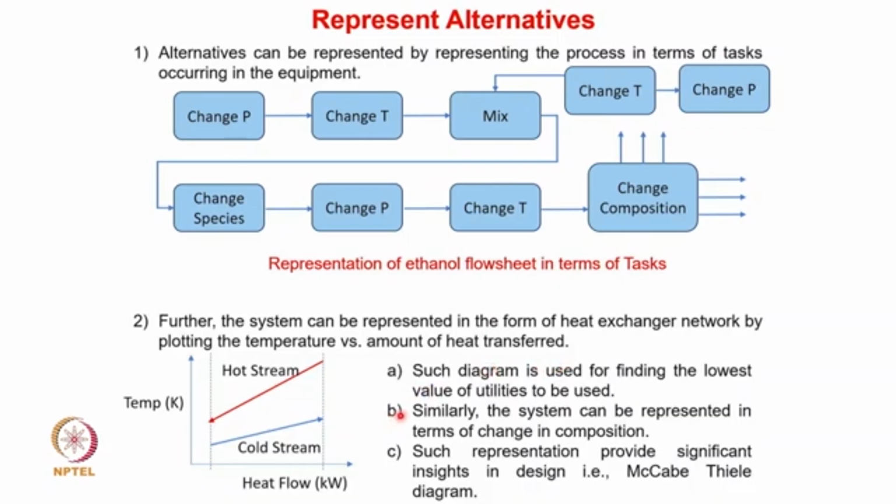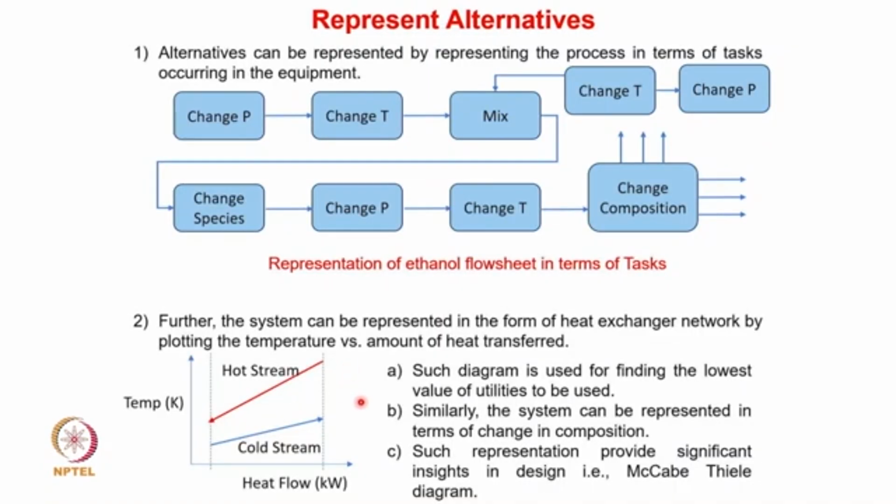Again, not just in terms of the temperature and the heat, but also in terms of the composition. We can represent the entire system in terms of change in the composition, and one of such representation is a McCabe-Thiele diagram, isn't it? So where we can find out which will be the feed tray, etc. Okay. So clearly such representation can give different alternatives, and not just the alternatives, but also very often it gives what type of equipment can be used for a particular separation task.